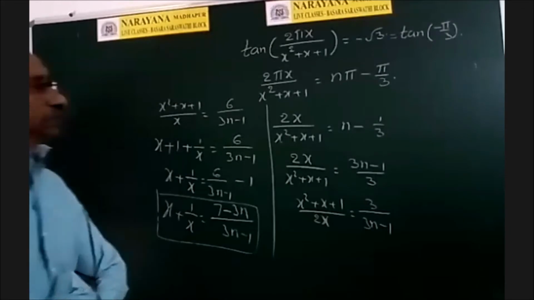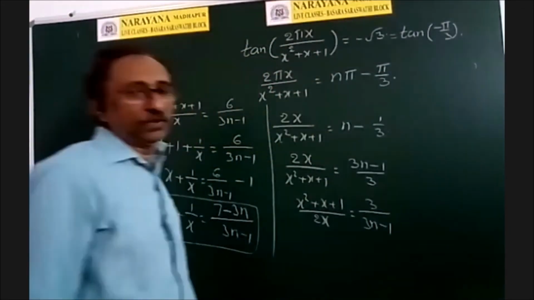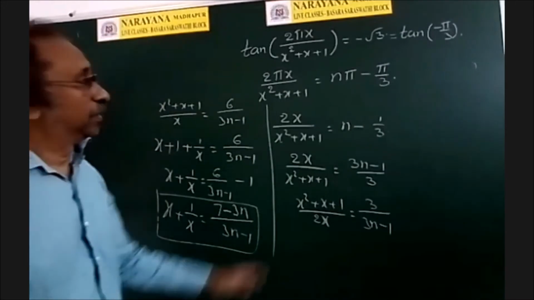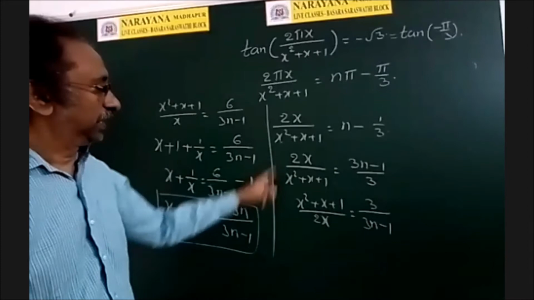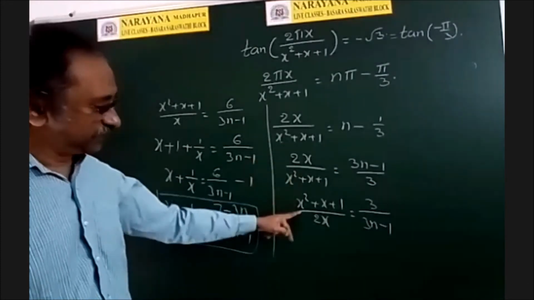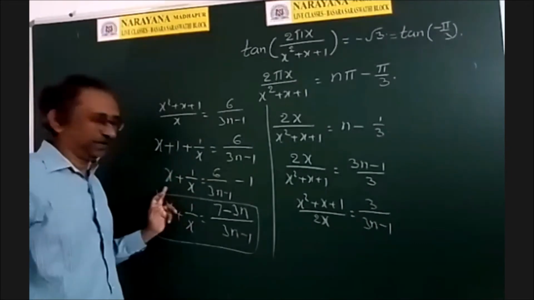So see once again. So first this minus root 3 can be written as tan minus pi by 3. And after that, general solution for tan equation, and simplification and reverse this equation. So because we can write simply x plus 1 by x.